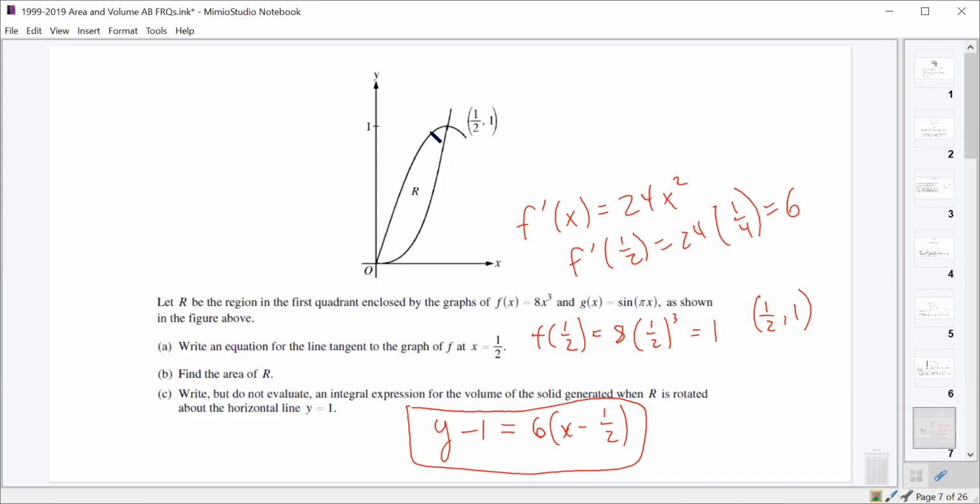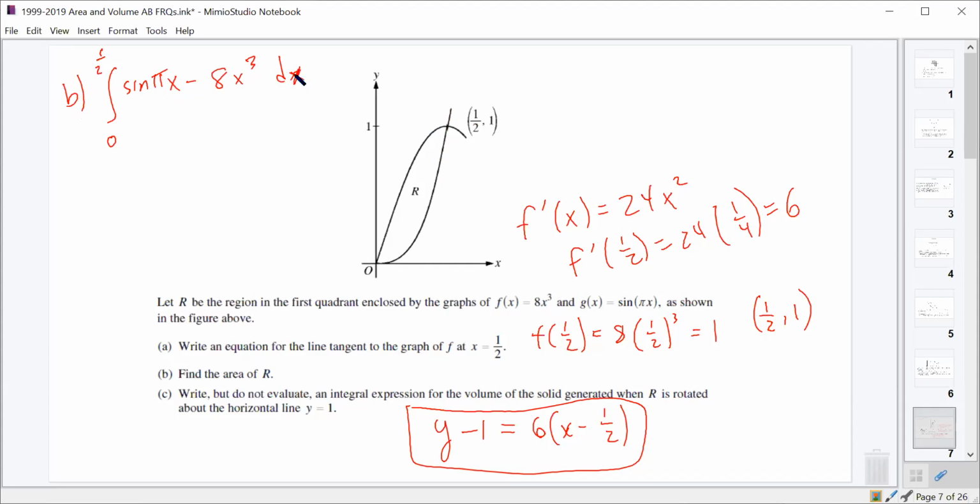We should be able to tell that pretty easily. One, because we know that 8x cubed should look like this, though I'm not going to draw that little maximum there. But also, we already found that the slope at 1/2 of f was 6. Clearly that's this one, not this one. So we know that we're going to do sine of pi x minus 8x cubed. So for part B, it should be an integral from 0 to 1/2 of sine pi x minus 8x cubed dx.